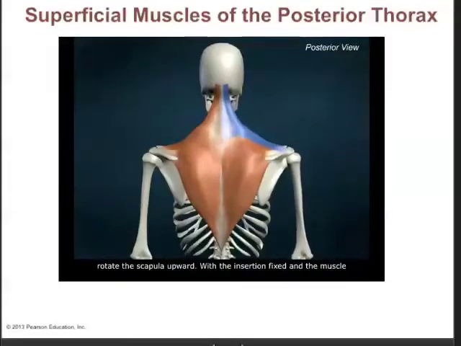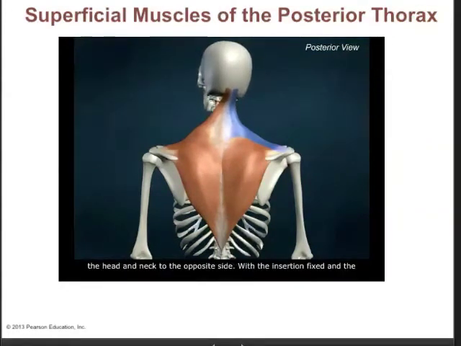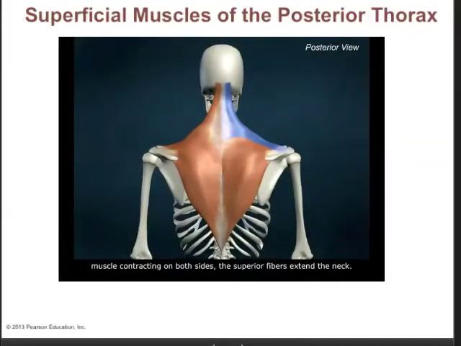With the insertion fixed and the muscle contracting on one side only, the superior fibers laterally flex and rotate the head and neck to the opposite side. With the insertion fixed and the muscle contracting on both sides, the superior fibers extend the neck. The superior fibers are innervated by the spinal accessory nerve.